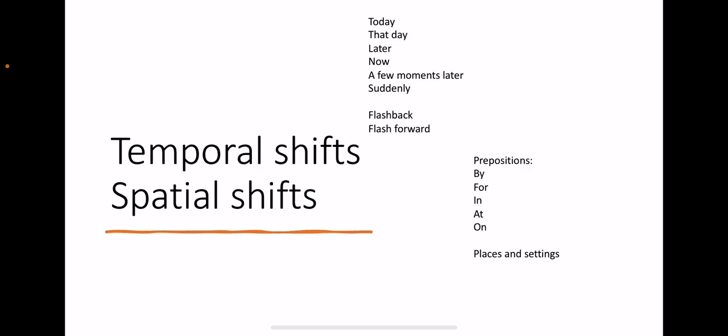Okay, so the mark scheme, as you'll see in the 5th bullet point down, says the words temporal and spatial, which are just really poncy words, really. Temporal is anything to do with time, and spatial is to do with space or place. So we're really just thinking about how you shift between time, whether that's a normal chronological order of events, sort of today, later that day, now, or a few moments later, or yesterday, a few weeks ago. And you can do that by including a flashback or a flash forward.